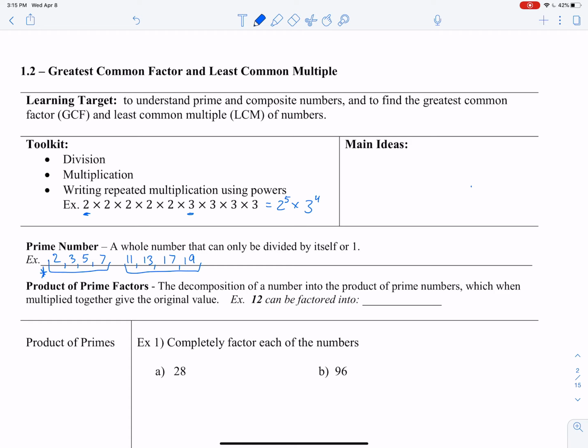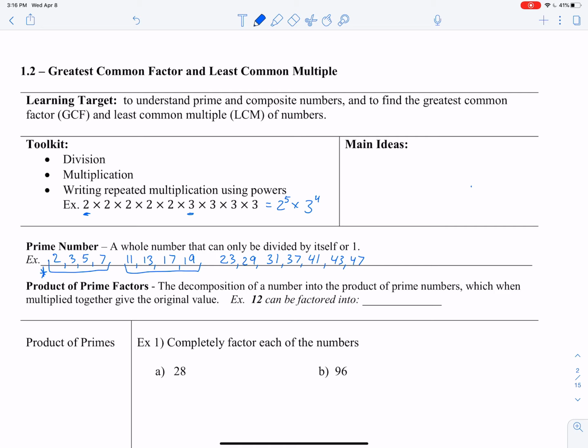And then you should just be aware of what the prime numbers under 50 are. So there's 23, 29, 31, 37, 41, 43, and 47. Okay? And prime numbers continue to infinity, just like regular numbers continue to infinity. There's always going to be some more prime numbers.